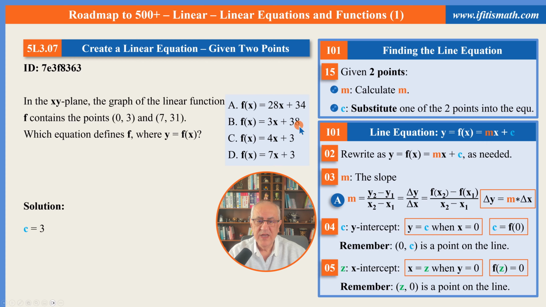And out of this, we can know that these two are wrong. So I'm going to just put x's here. Now I need to find m. m is difference of y's over difference of x's, as stated here. So it's going to be 31 minus 3 over 7 minus 0. You do the calculation, you end up with 4, and you find your answer to be this one.